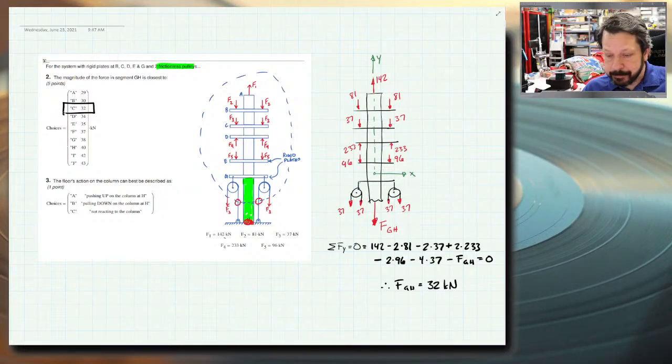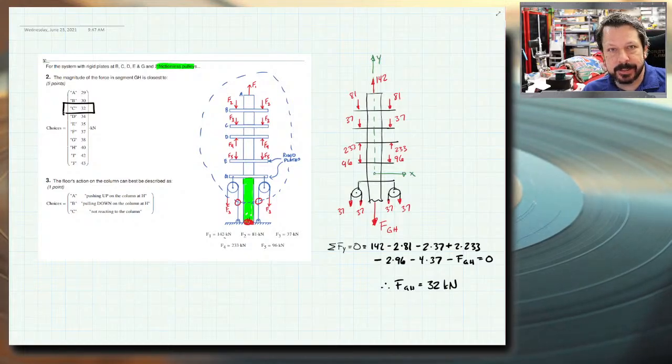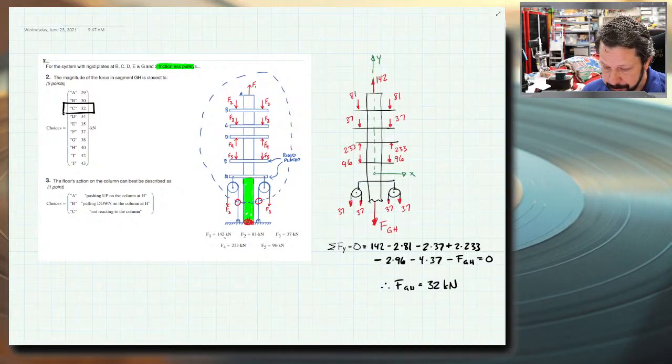So I think it's C. I think this practice test does actually, on the very last page, have the answers written down. Not the solutions, but the answers. And so hopefully it does come out to be C.